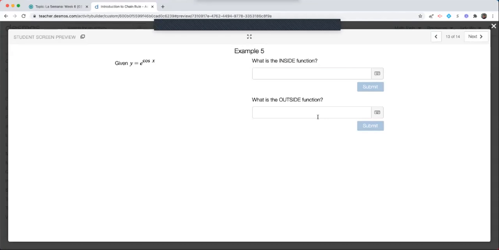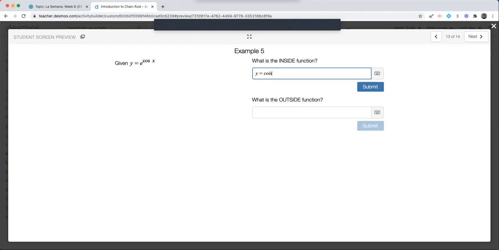When we say inside function, we also mean what do we do first, okay? So you've been crushing all the questions I'm asking you, and now I'm like, bam, y equals e to the cosine x. I'm going to give you a number for x, and I want you to find the number for y. What do you do first?